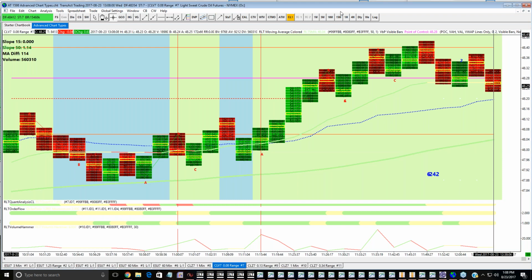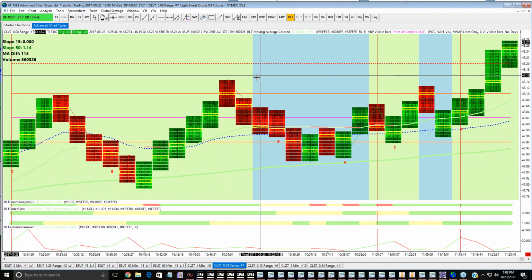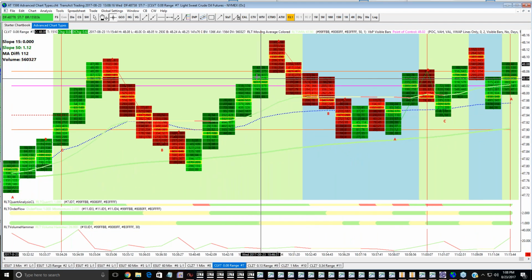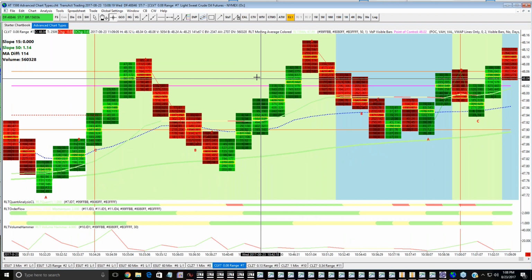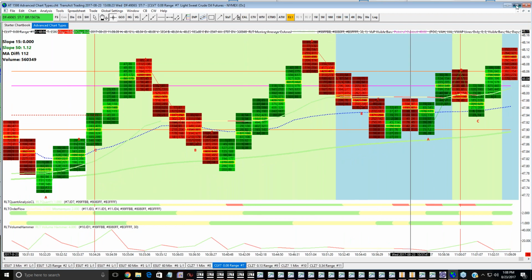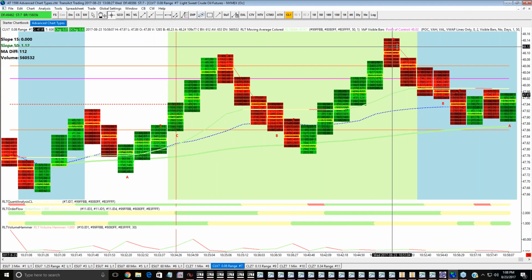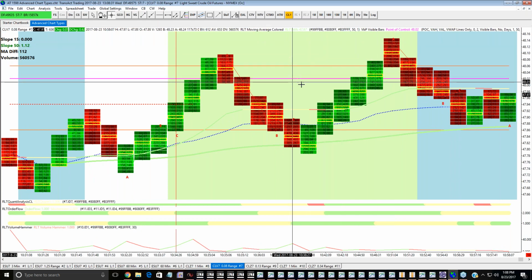Okay, good afternoon, everyone. What I wanted to show you today, I think you're going to find very, very interesting in regards to how you trade, regardless of the platform that you use. All this data is coming off Sierra, and we're eventually going to configure NinjaTrader to provide us with all the data that Sierra does.